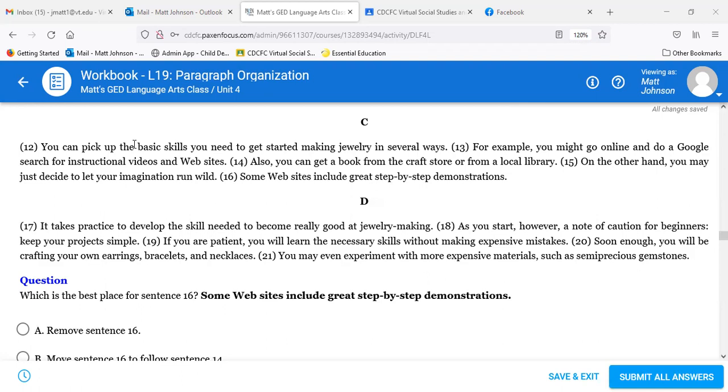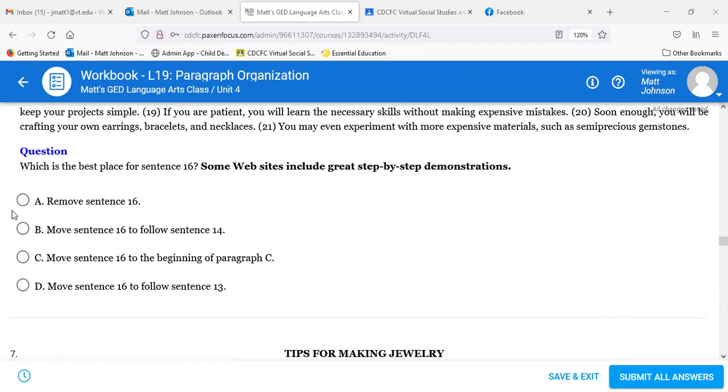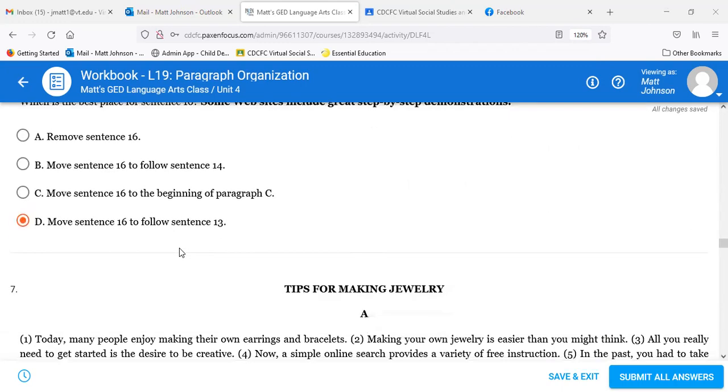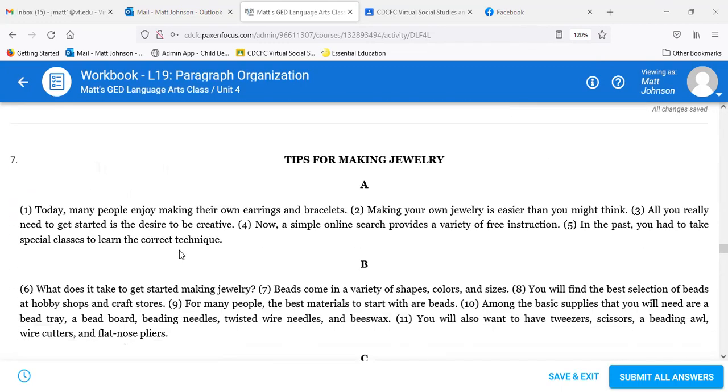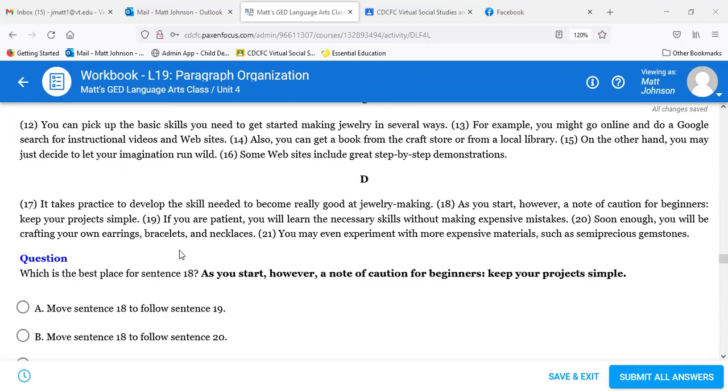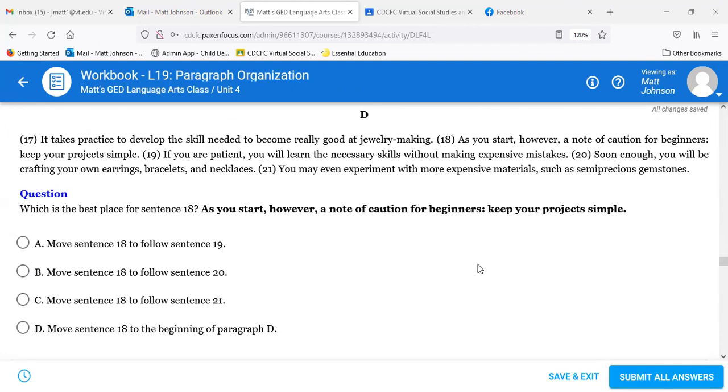Then we have a transition. On the other hand, you may just decide to let your imagination run wild, right? That's where it's going to end, because we've moved 16 to follow 13. So D as in dog. All right. 7. Okay, Christiana, would you like to try 7?